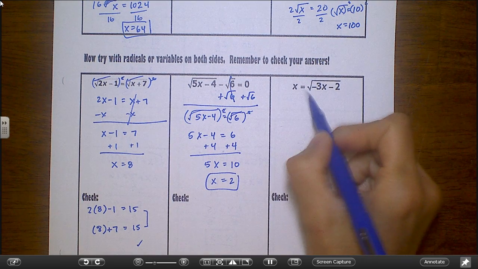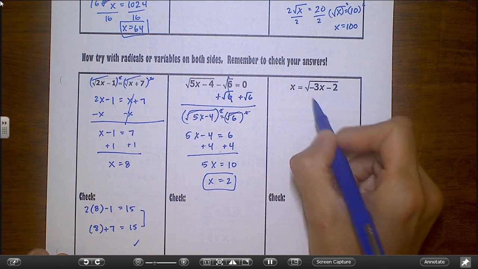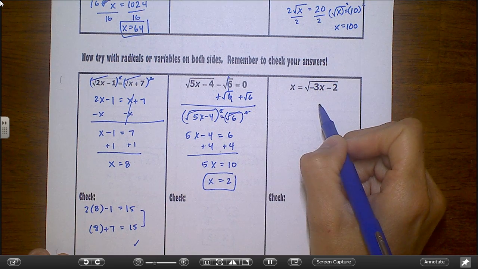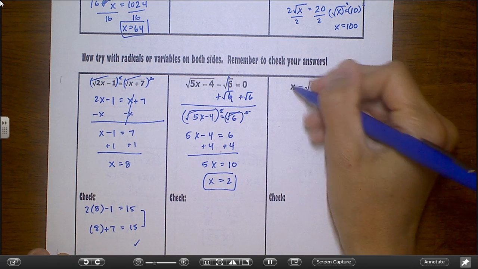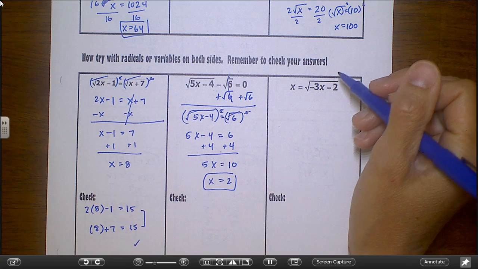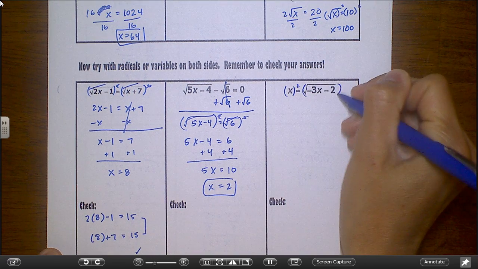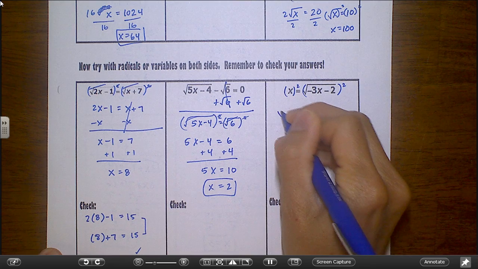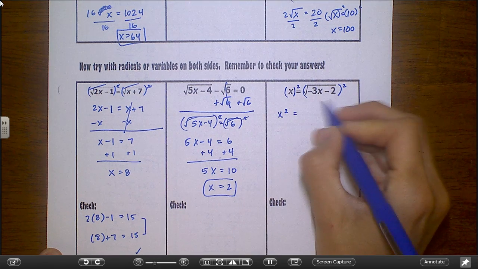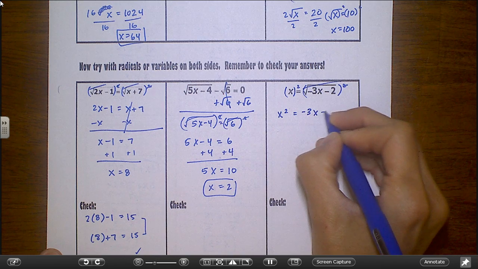All right, and then this last one gets a little tricky because you have an x on this side and you have an x in here. So the radical, of course, is isolated on the right side. So your first step, you're just going to square both sides. So now I have x squared equals, make that go away, negative 3x minus 2.